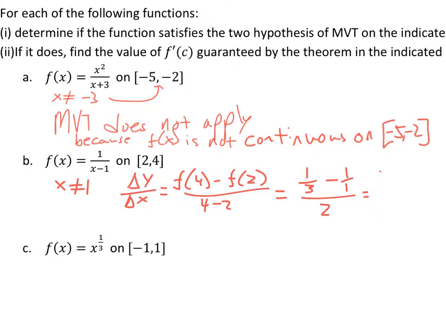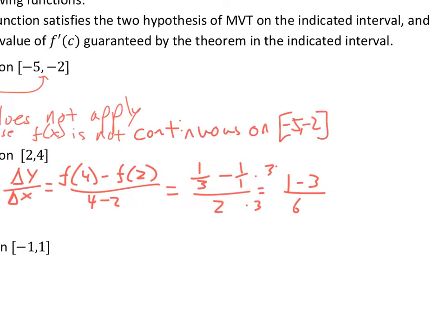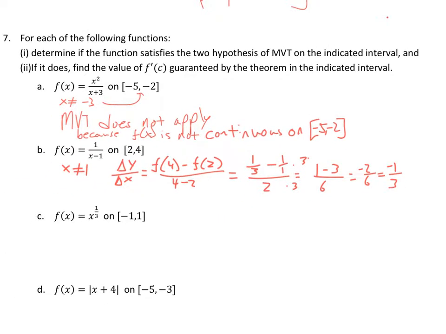Let's multiply top and bottom by 3. There are a couple ways, but let's go like this, okay? So that would change it to 1 minus 3 as you distribute this over 6. And that's going to give us negative 2/6, which is negative 1/3. Okay, so that's our secant value, the slope of the secant line. And so now we've got to find the derivative of f.